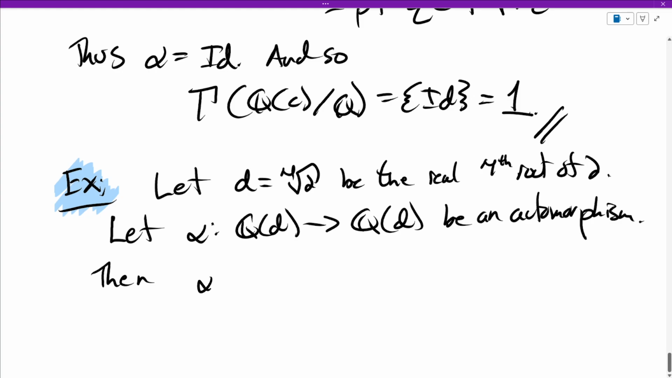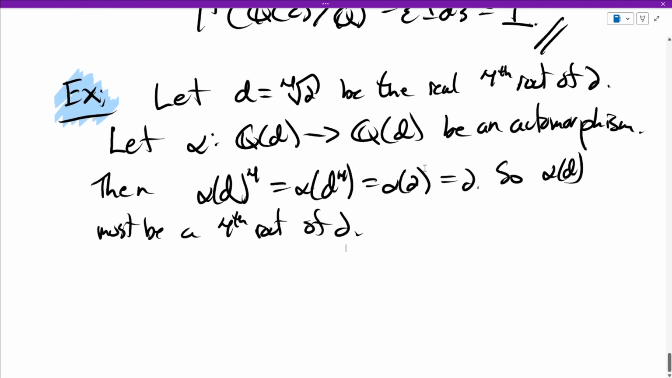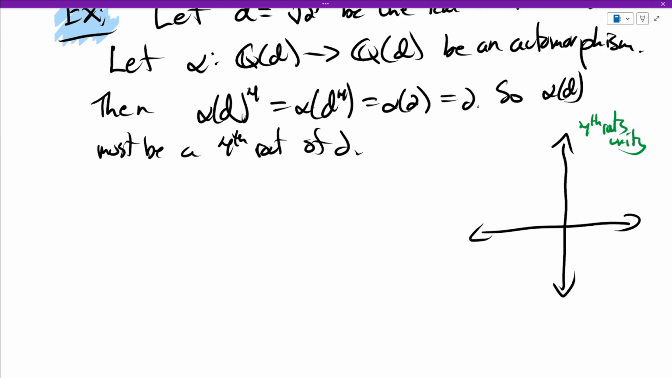Then again, alpha of D to the fourth is alpha of 2, which is 2. So alpha of D must be a fourth root of 2. Now, as a quick reminder, the fourth roots of unity are 1, I, negative 1, negative I.